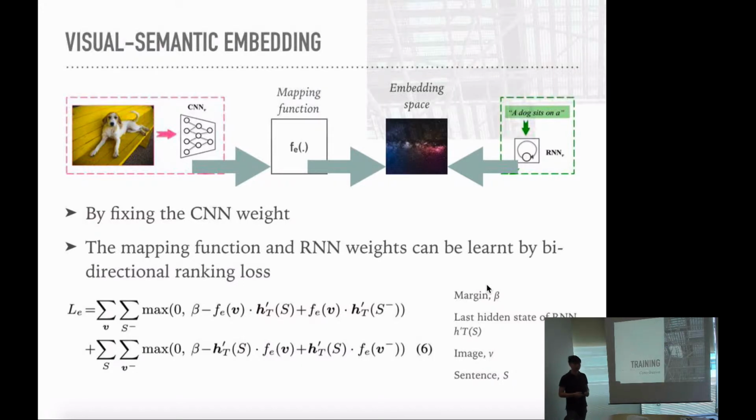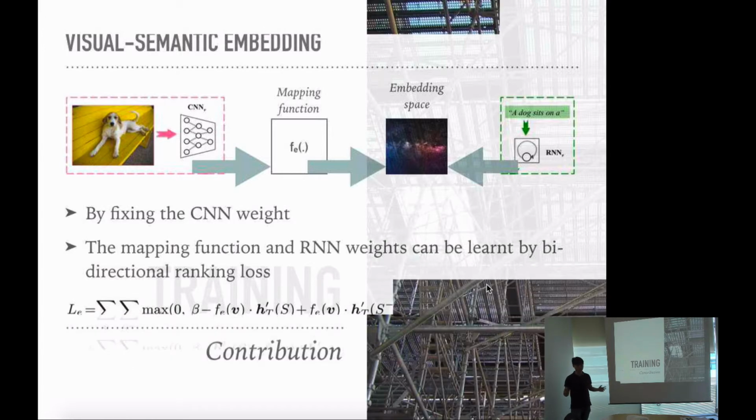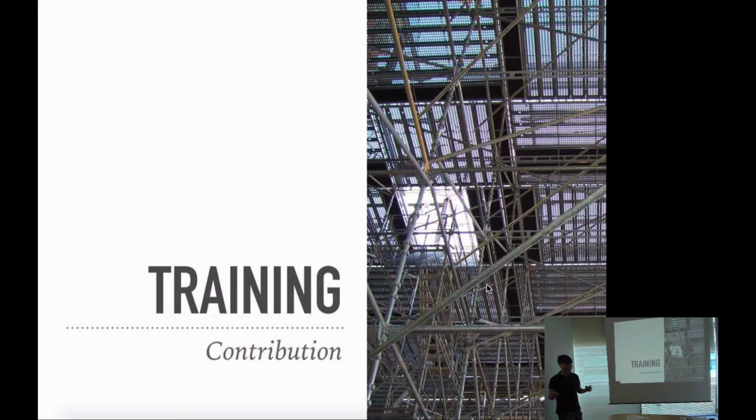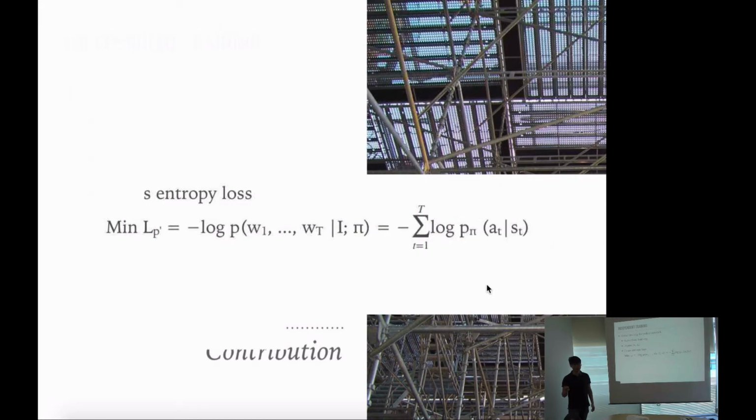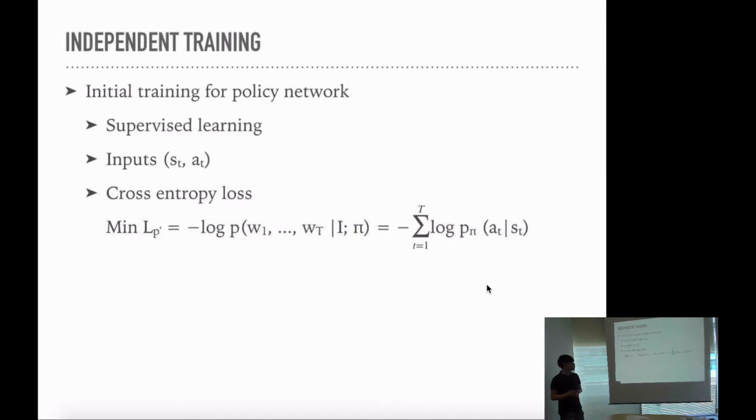Okay, so we talk about training the policy and the value network now. This is also a contribution because it hasn't been done in this form. So we do some independent training first. We independently train the policy network using supervised learning with the inputs a state and also the action. So let's say the image of the dog sitting on the bench. So a dog sitting, and then we have the next action, on. This is how we train the policy network, and we minimize the cross entropy loss given by this formula.